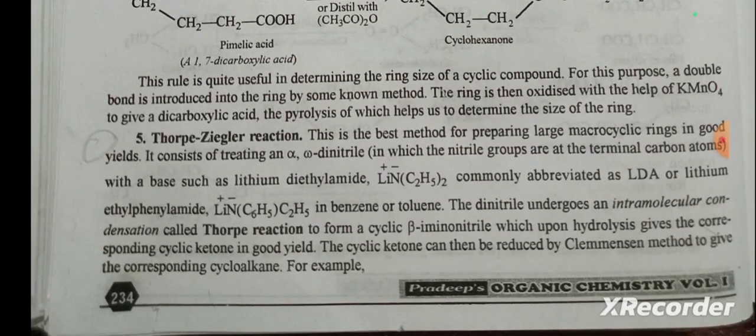The rule is quite useful to determine the ring size of the cyclo compound. For this purpose, a double bond is introduced into the ring by some known method. The ring is then oxidized with the help of KMnO4 to give the dicarboxylic acid, the pyrolysis of which helps us to determine the size of the ring.